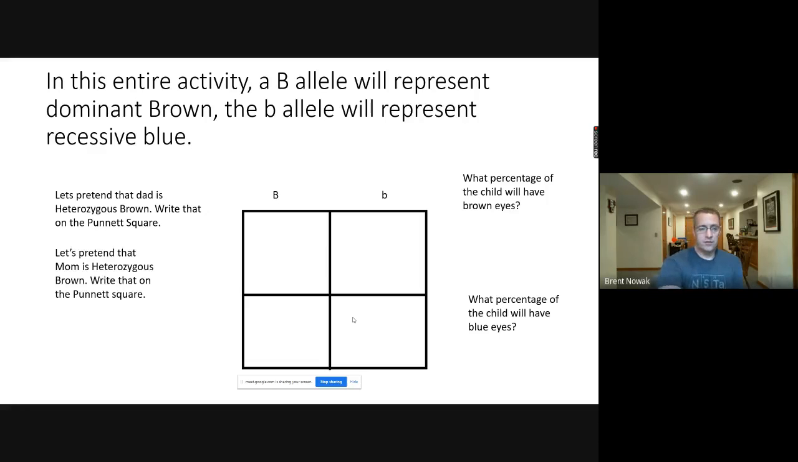Mom is heterozygous brown. So we'd also have the capital B, lowercase b. Would you please go ahead and fill out your Punnett square and then figure out what percentage of the children will have brown eyes and what percent of the children will have blue eyes? Come up with your answers.